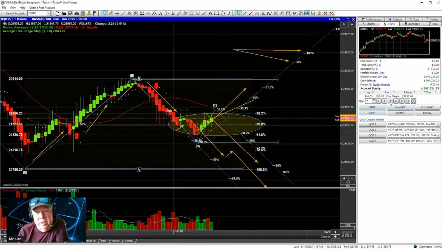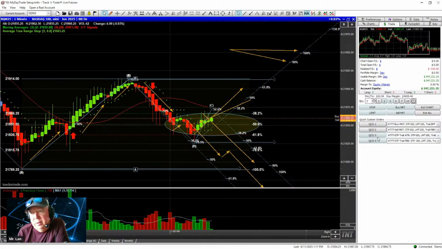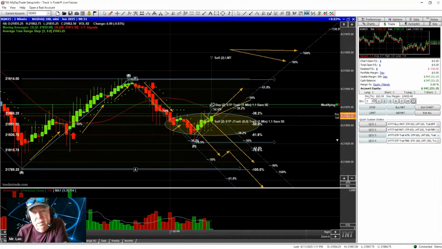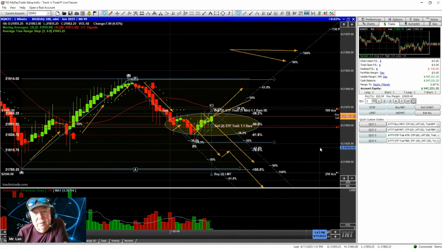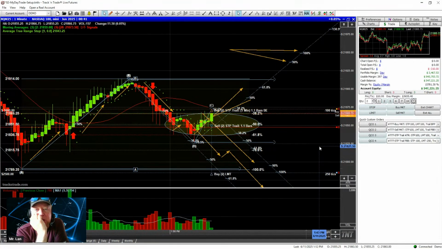Oh, you stinker, bugger. Here's what I'm going to do. I'm going to trail up like this. So we're going to trail one price bar back. So if it breaks and creates new price bars down, we'll get in on a reversal. I'm still looking for it to go down.